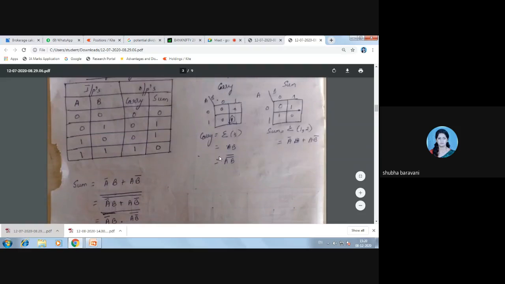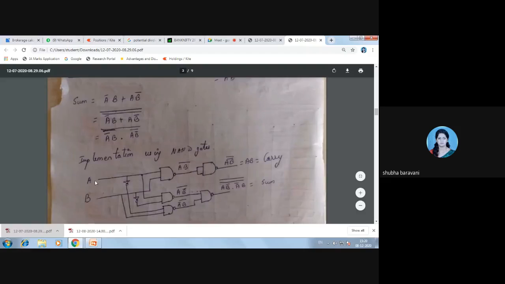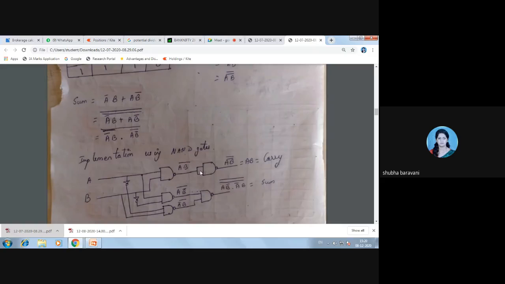Okay, so similarly carry is A B double bar. So for carry, see, I have brought A, I have brought B, I have used a NAND gate. Output of the NAND gate is A B whole bar. And this I have given to one more NAND gate which will give me a double negation. It means it is AB, which is equal to carry. ठीक है, समझ गया up till here? Understood up till here? Carry?